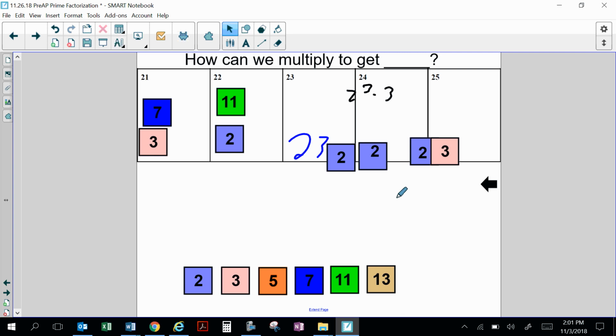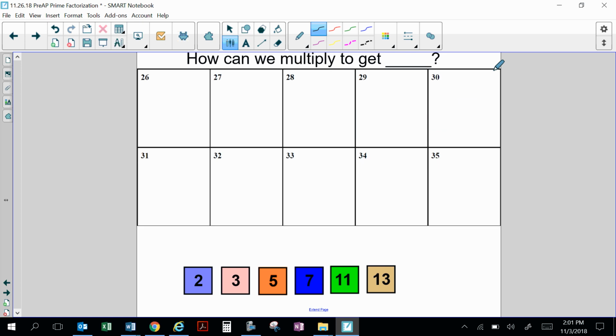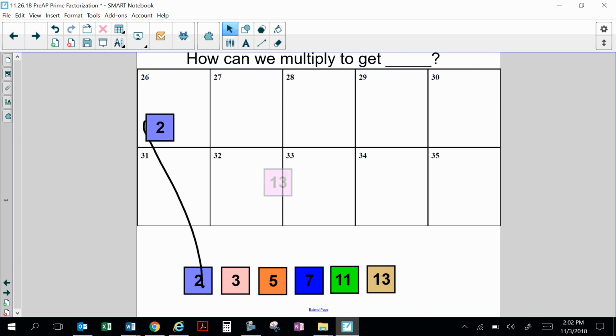And now 25. How can we multiply to get 25? 5 times 5. And how can I represent that using an exponent? 5 squared. All right, 26. How can we multiply to get 26? 2 times 13.